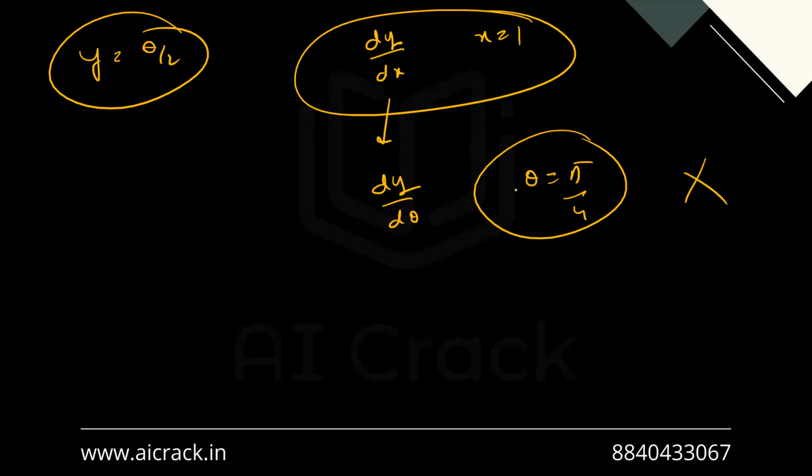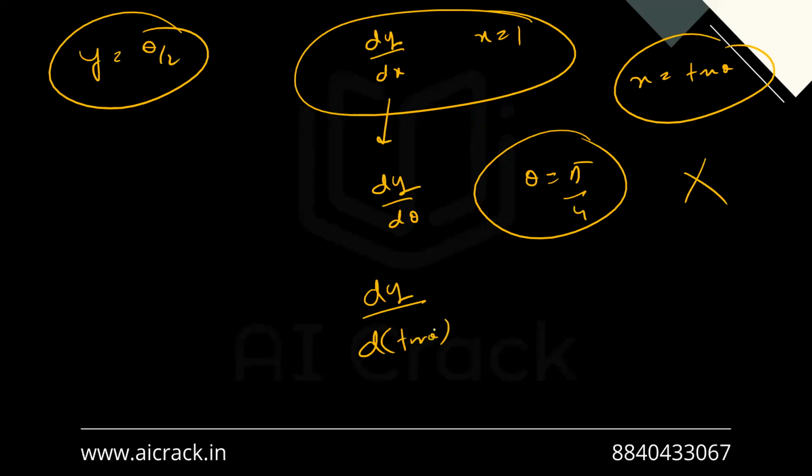What kind of substitution have we done? We have done x equals to tan theta. So first of all, what we have to do? We have to find out dy by d tan theta, not d theta. We have to do dy by d tan theta. In that case, we'll be able to find out the correct value. Now that was one approach.